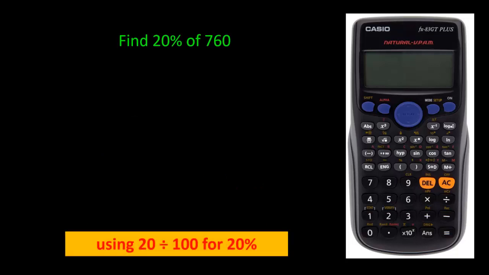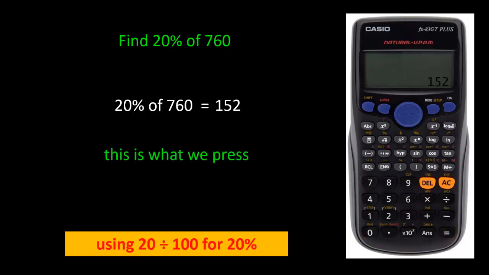So let's have a look at the second way, and then for 20% this time we're actually going to type in 20 divided by 100. So let's have a look what we press. Look at the calculator. So we do 20 divided by 100, and once again of is times 760, and we finish with an equals, and there's the answer, 152. So this is what we press. 20 divided by 100 times 760. Percent means divided by 100.